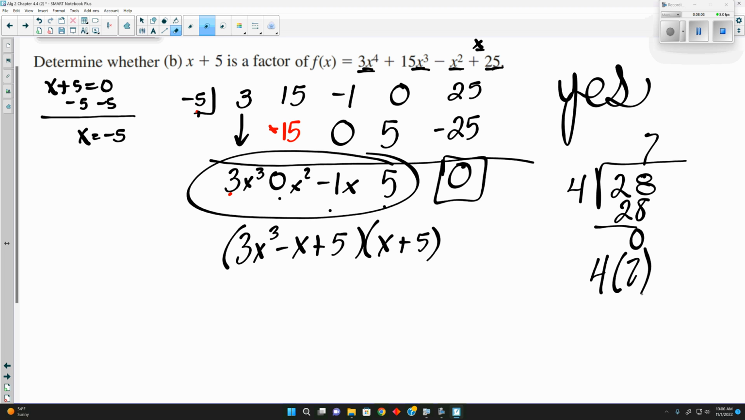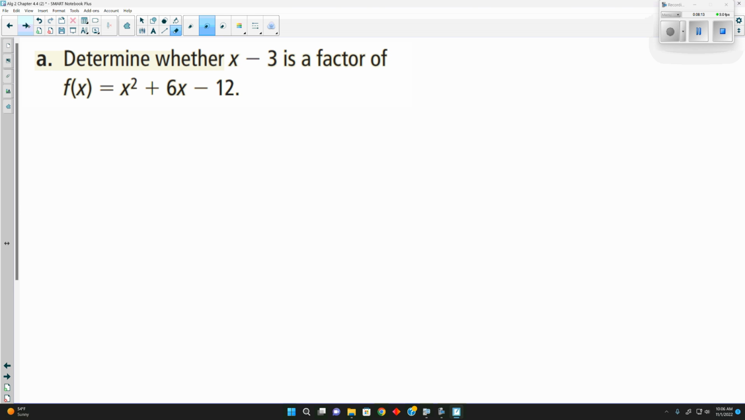The same thing's true with polynomials. So these here are our factors. Questions on this here? Let's look at the next one. x squared plus 6x minus 12.